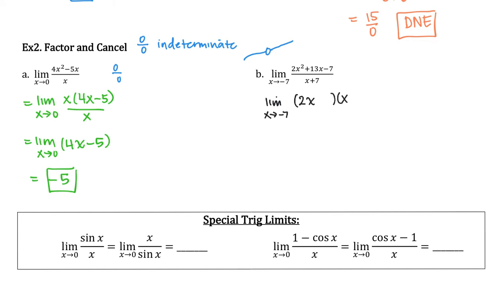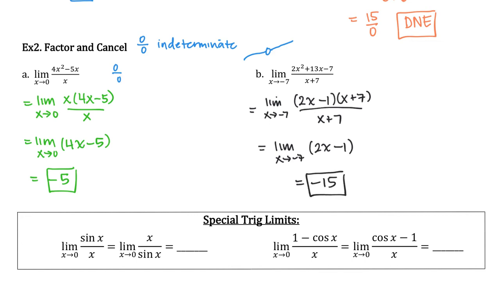Okay, you factor using whichever method you like. Plus 7 minus 1. Okay, I can see the x plus 7 is going to cancel. Okay, and now I'm going to use direct substitution. So that's negative 14 minus 1, which is negative 15. And you are going to show your steps on these things, especially the algebraic steps, so I can see what you did.